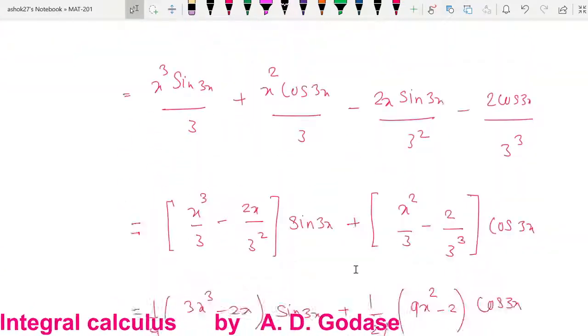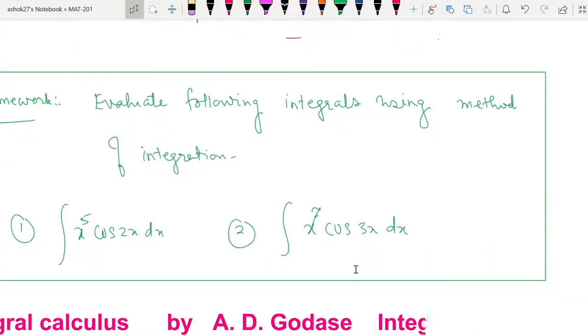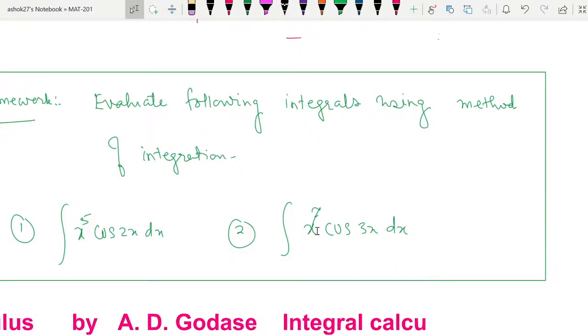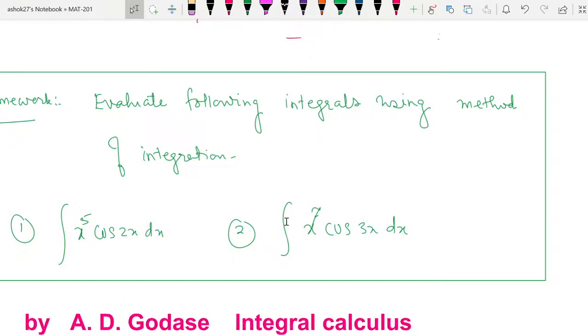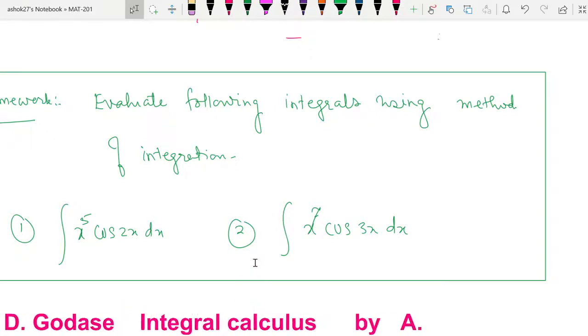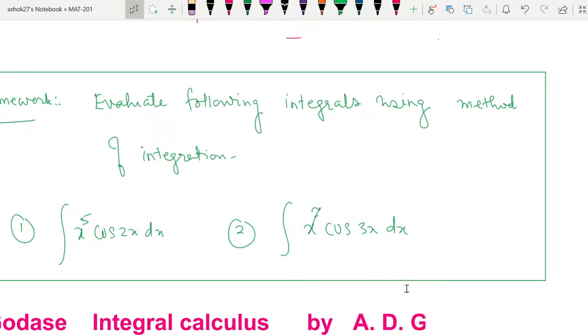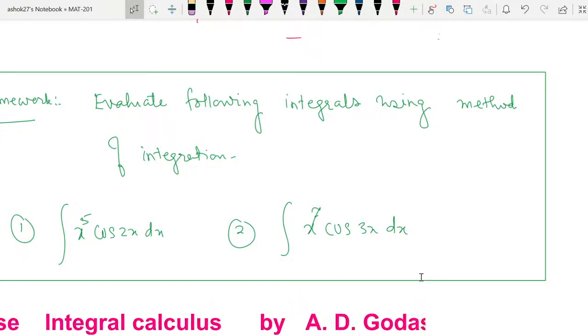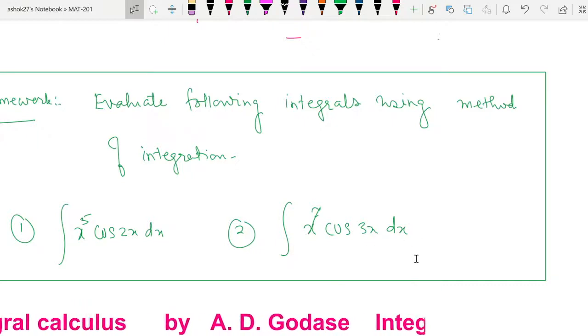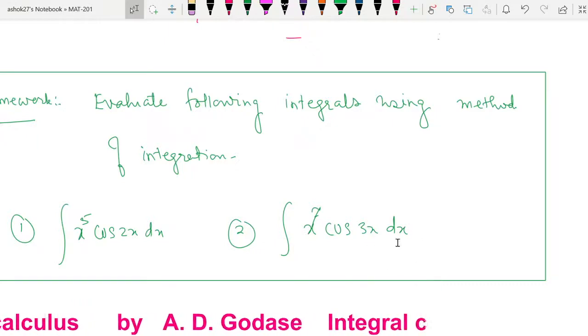In the last lecture, I gave two examples to you as exercise. I hope you will solve them. If not, you can solve them now, or if already solved, then there is no problem. If you have any queries, you can directly message me or call me.